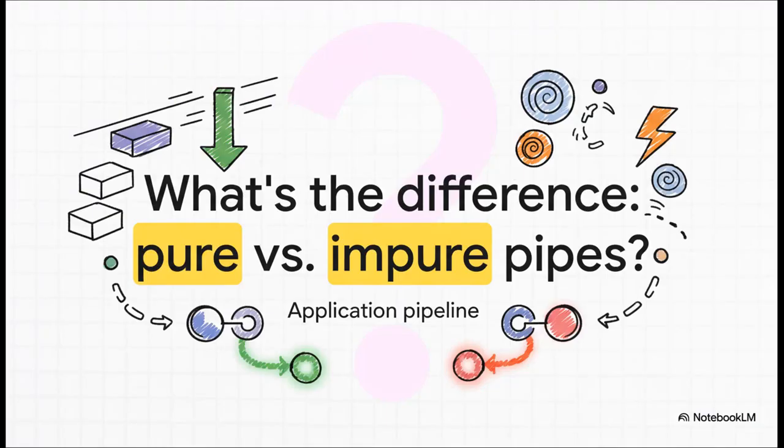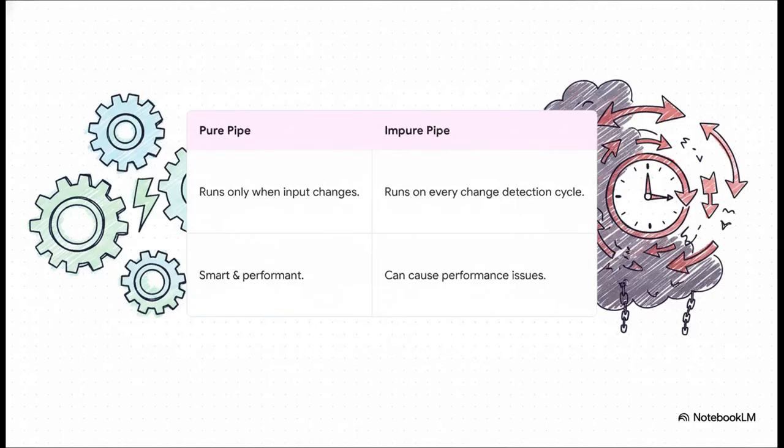What's the difference between pure and impure pipes? This isn't just trivia. The answer directly impacts how fast your app runs. The difference is actually pretty simple, but it's so important. A pure pipe is smart and, frankly, a little lazy in a good way. It only does work when the input it's given actually changes.